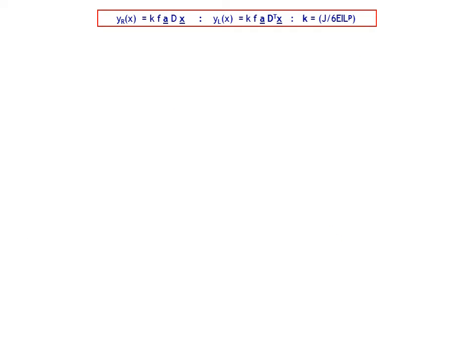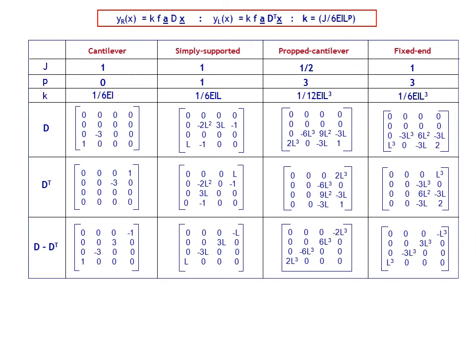In the last slide, I introduced the concept of a bending matrix and showed how both YR of x and YL of x could be written in matrix form. I've reproduced these matrix equations here along with the definition of k, which is a constant for a given beam. In the following table, I show the bending matrices for each beam, along with the values of j and p for each beam and the resulting expression for k.